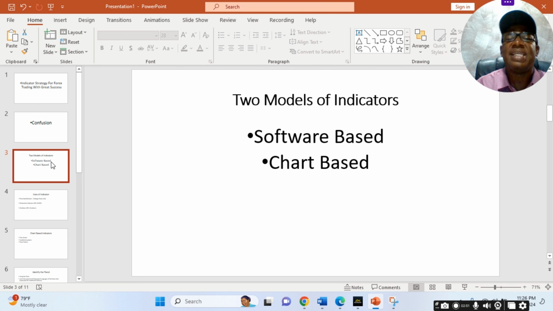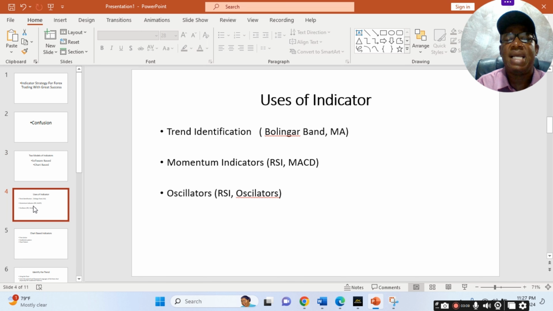There are two models of indicators: the software-based indicator and chart-based indicator. What do I mean by software-based or chart-based? Anyway, let's progress. The software-based indicators are those indicators that are programmed by the programmers, such as the MACD, RSI, Bollinger Band, name them.